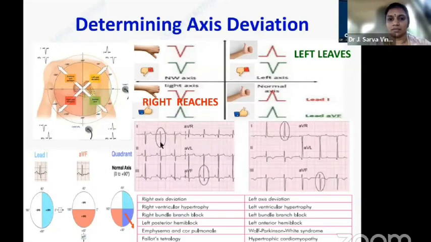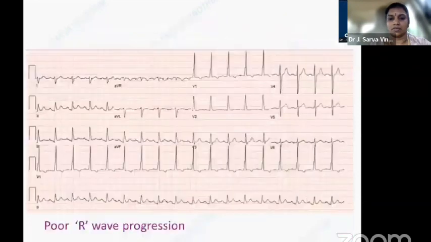So what do we see here? We see here that both the QRS complexes are reaching each other. So this is right axis deviation. And here both the QRS complexes in lead 1 and AVF are moving away from each other. So they're leaving. So this is left axis deviation.